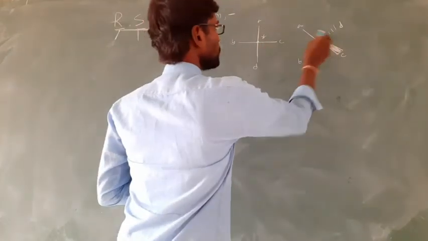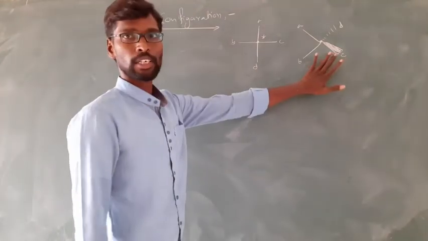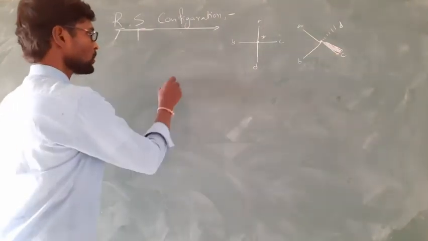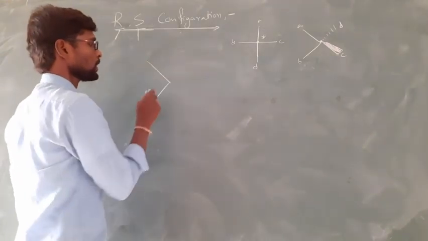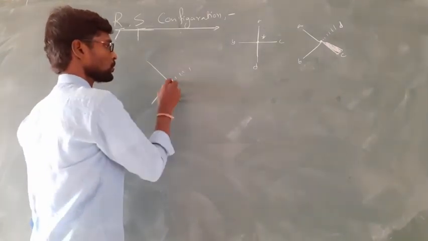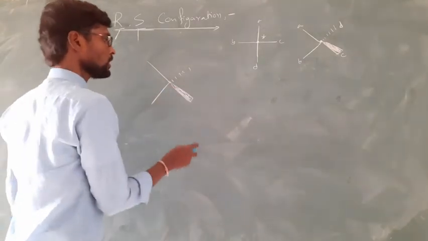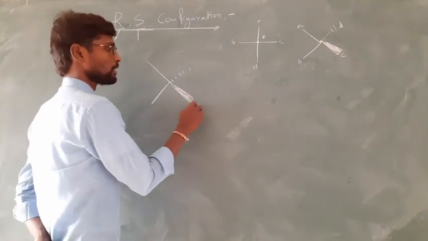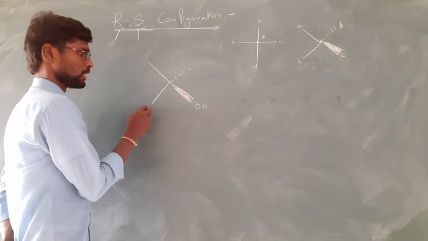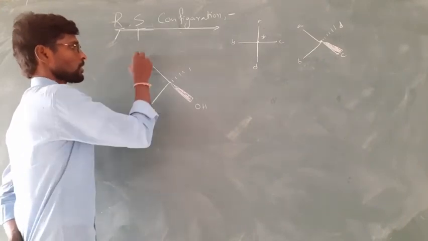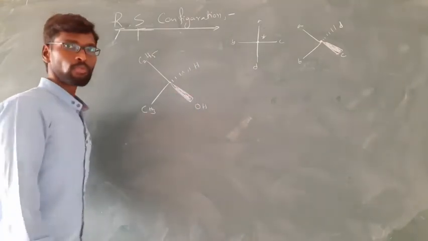So this is a Fischer structure, and this is a wedge representation. Now the same rules are applicable here. I am taking a molecule here. These two are in a plane, and this is in a dash form, and the thick line. On the thick line, suppose I have OH, and here one CH3 is there, here one C2H5 is there, and here hydrogen is there.